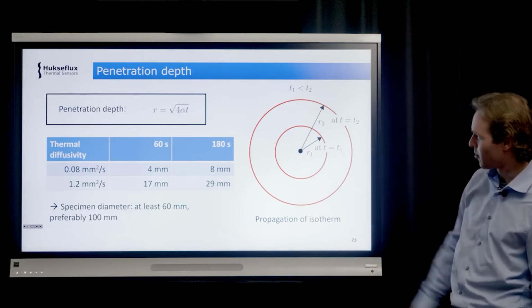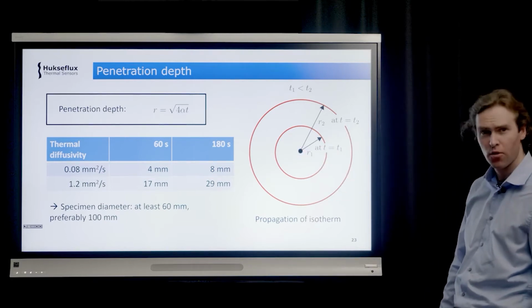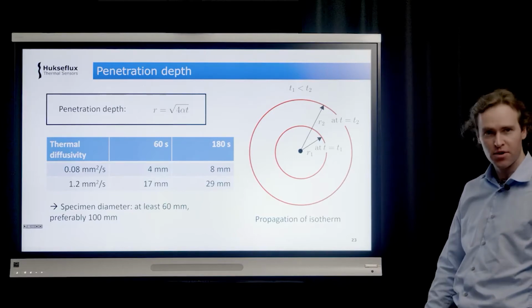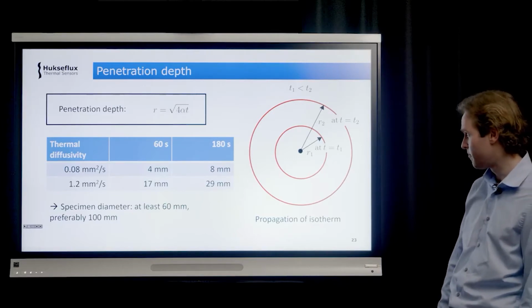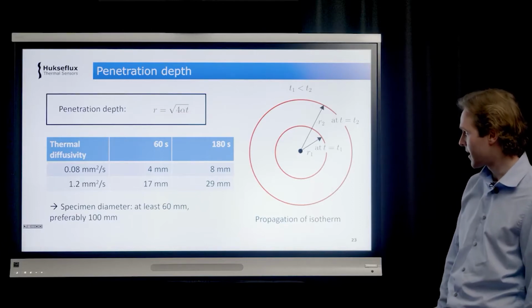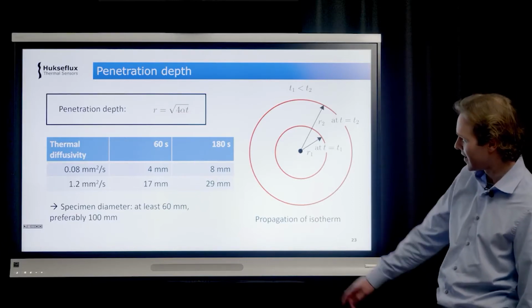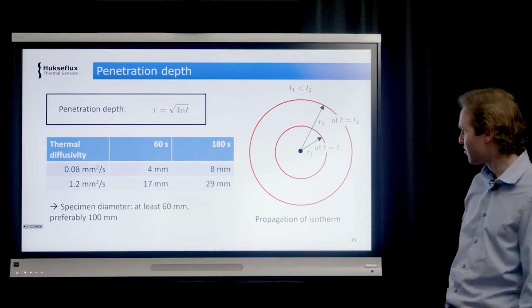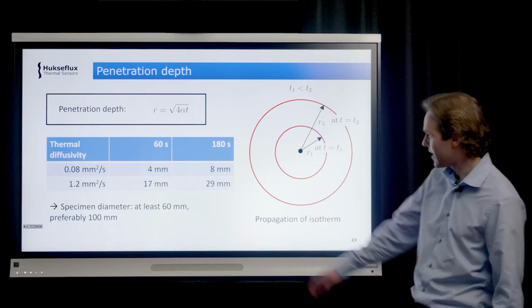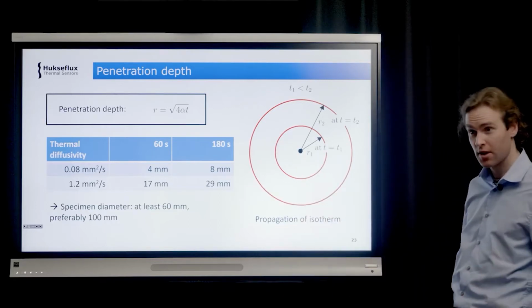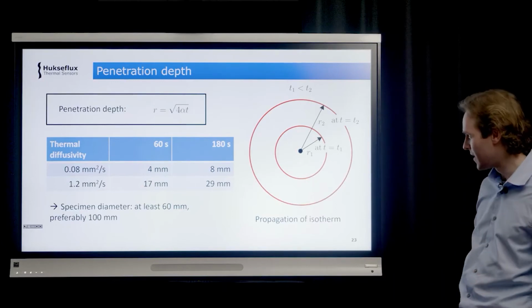And I've given here the thermal diffusivity for some typical materials. For plastics, it's about 0.08 millimeters squared per second. For quartz, it's roughly 1.2 millimeters squared per second. You can see that if thermal diffusivity is higher, it propagates faster through the material. So after 180 seconds in quartz, it will be about 30 millimeters radius into the material.